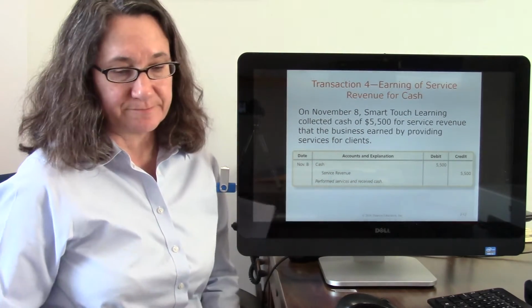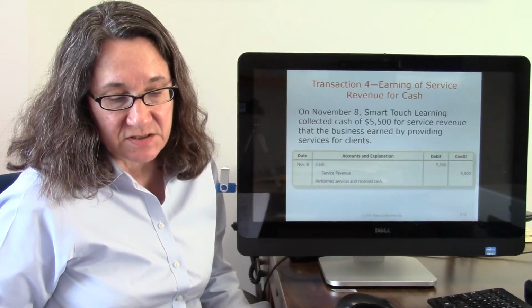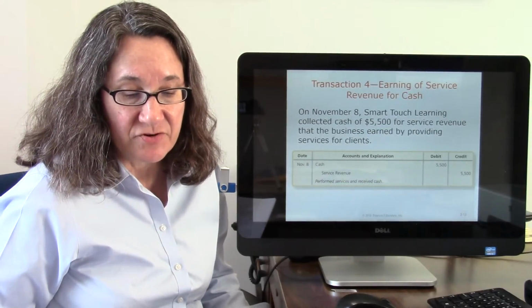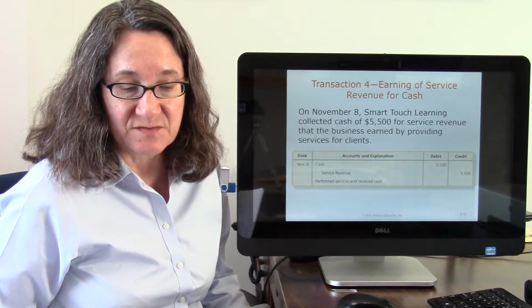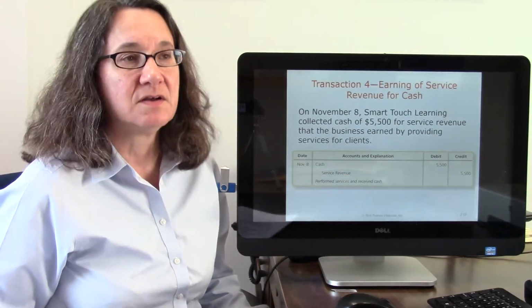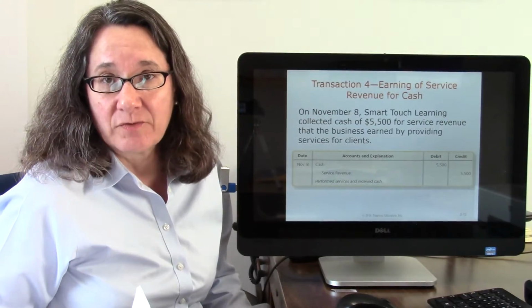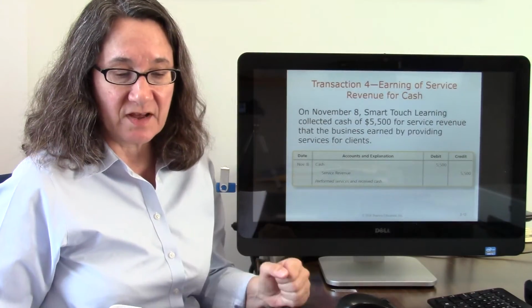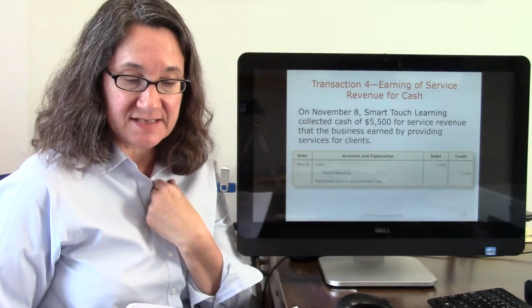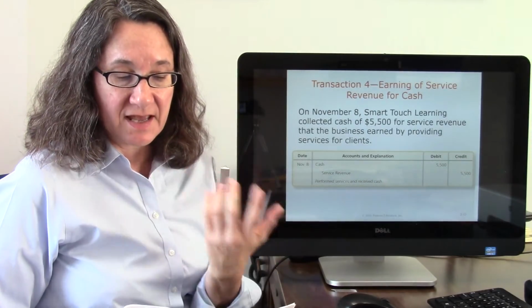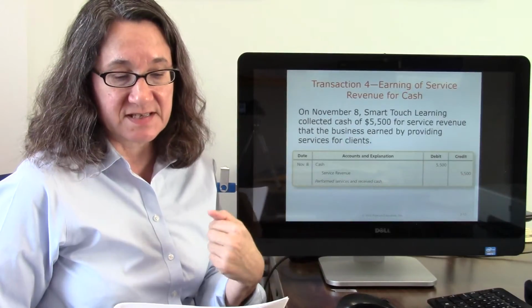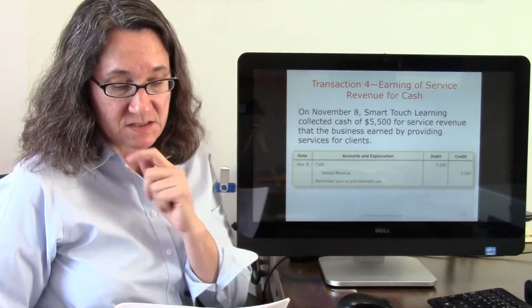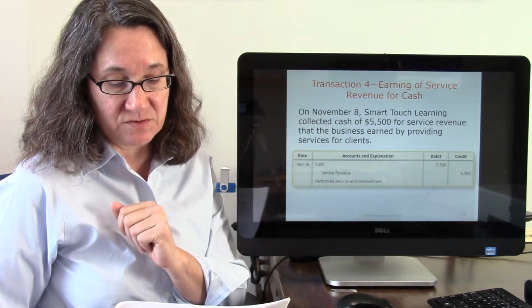Another transaction. On November 8th, Smart Touch Learning collected cash of $5,500 for service revenue that the business earned by providing services for clients. So we've done some work. When you earn, that's called revenue. So what two accounts are involved? Well, we did actually collect cash, so cash came in. And anytime we provide a service or sell a good, that's a revenue. And in this case, it's service revenue. So cash and service revenue are the two.